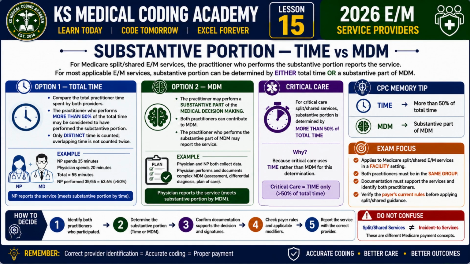When time is used, we consider the total practitioner time for the encounter. The practitioner who performs more than 50% of the total time may be considered to have performed the substantive portion. Only distinct time should be counted. The same overlapping time should not be counted twice. For example, if the NP spends 35 minutes and the physician spends 20 minutes, the total is 55 minutes. The NP performed more than half of the total time, so the NP may meet the substantive portion requirement based on time. The second method is MDM.